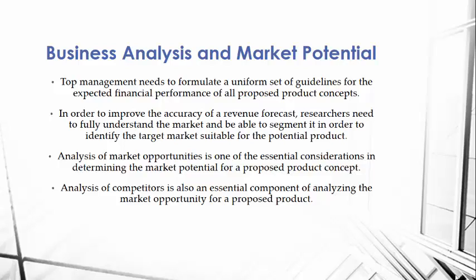Top management needs to formulate a uniform set of guidelines for expected financial performance of all proposed product concepts. These guidelines set limits on the acceptable financial performance from a proposed product. A firm's risk tolerance also needs to be taken into consideration. For example, how much risk is top management willing to accept? The risk factors should be factored into all financial projections that are tentatively made for each proposed product.